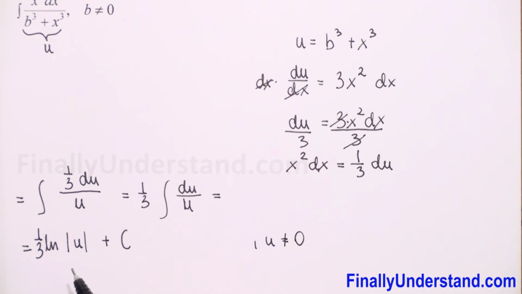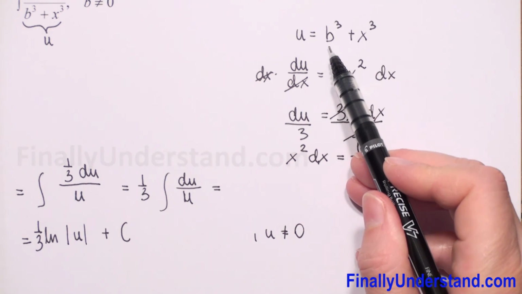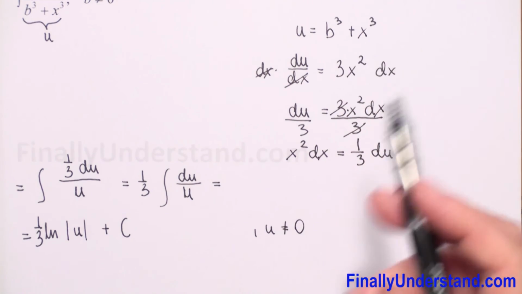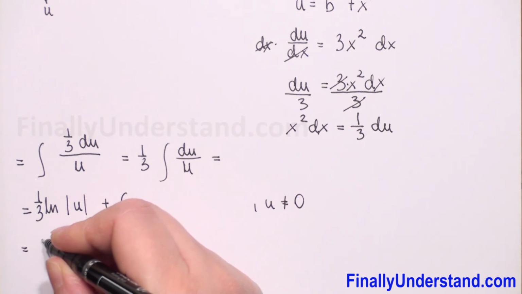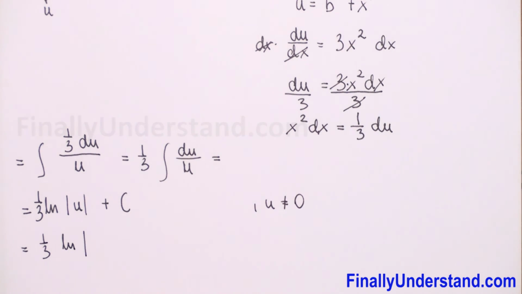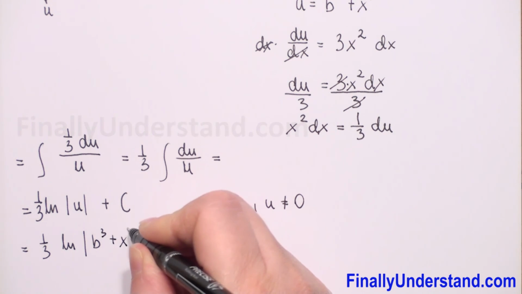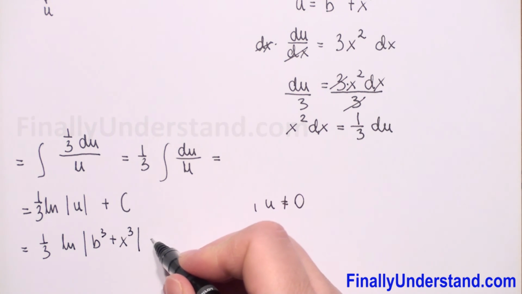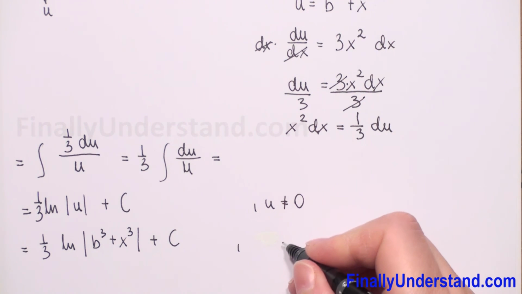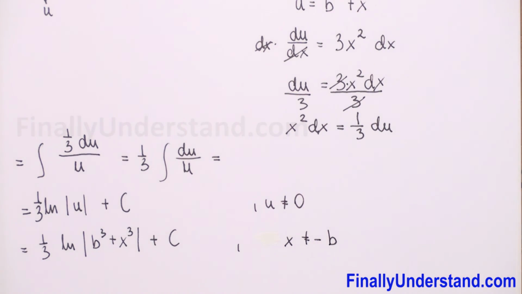So now we have an expression with u. Now we have to unsubstitute the u. u is equal to b to the third plus x to the third. So this is equal to 1/3. We have to copy, and we have the natural logarithm of the absolute value of b to the third plus x to the third plus c. Of course, x must be different than negative b. So we are finished.